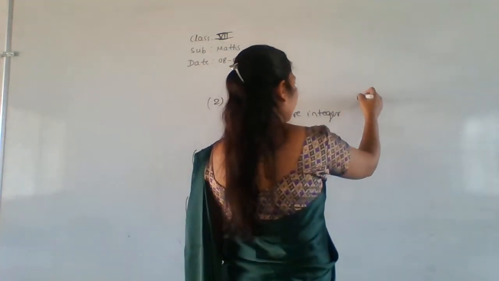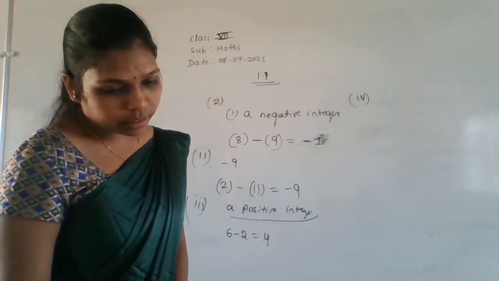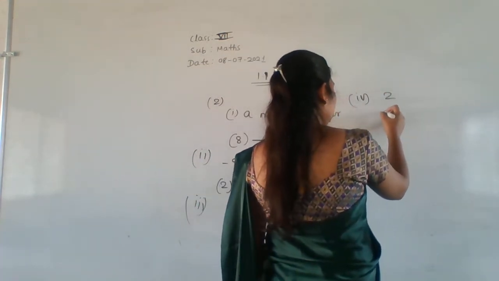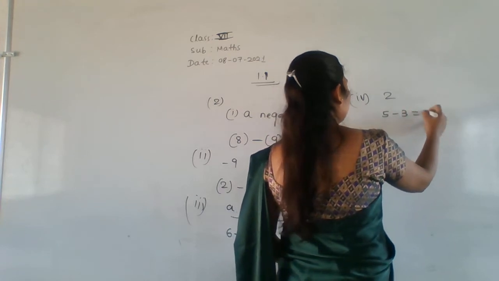Okay. Next, the fourth one. We'll solve the fourth question now. We want the answer as 2. It is nothing but what? 5 minus 3. That is 2.